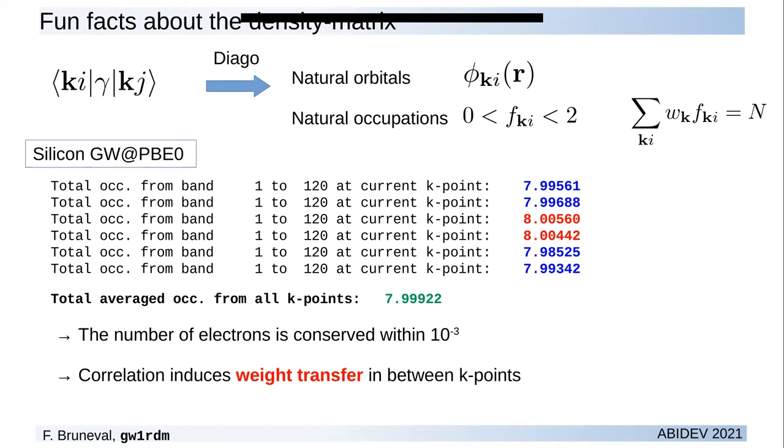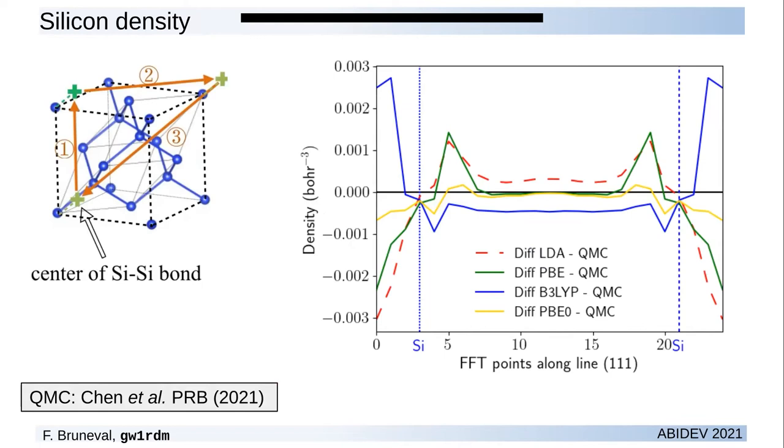Okay, so let's keep on working on the silicon example, and now we can compare the density that is contained in the DEN file. By chance, recently there was a PRB paper published by Chen et al., reporting a very accurate QMC calculation of the density of silicon. So we could compare the density that we obtain from the new framework to the QMC reference. To achieve that, we first need to be sure that we use the exact same pseudopotential. Here it's a norm-conserving pseudopotential, and I took the exact same one as these guys.